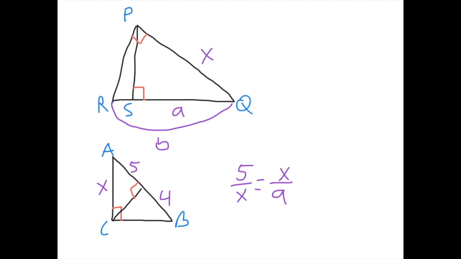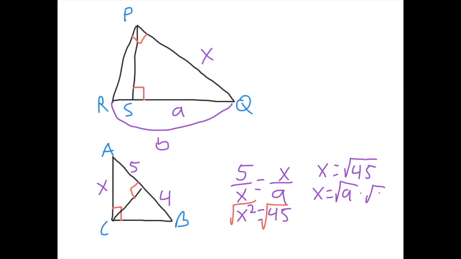Now we cross multiply. 5 times 9 is 45, so we have x squared equals 45. Take the square root of both sides. And that gives us x equals the square root of 45, but that can be reduced. We can take a 9 out of that. So x equals the square root of 9 times the square root of 5. 45 divided by 9 is 5. So x equals 3 times the square root of 5.